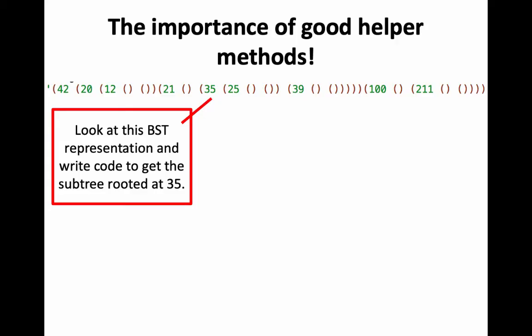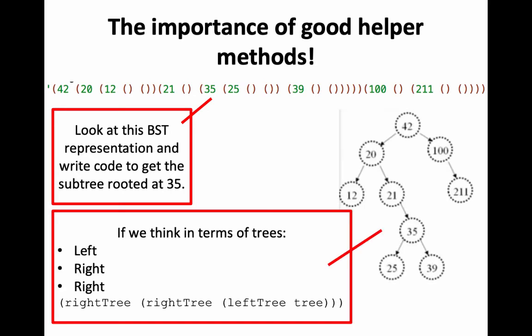Okay, so here I've got actually what is a legitimate binary search tree using that same representation as we just looked at. Now imagine writing code that helps you get to the tree that's rooted at 35. Like, oh my gosh, what a pain. But what if I drew the tree for you? And here we can see, well, if our tree is that thing rooted at 42, we take the left tree. And then we take the right tree, and then we take the right tree. So it's the left subtree, and then the right subtree, and then again the right subtree. That gets you the node 35, or that tree rooted at 35.